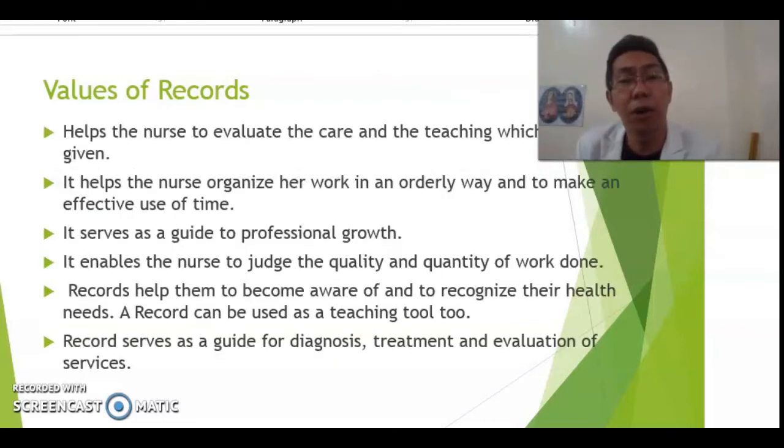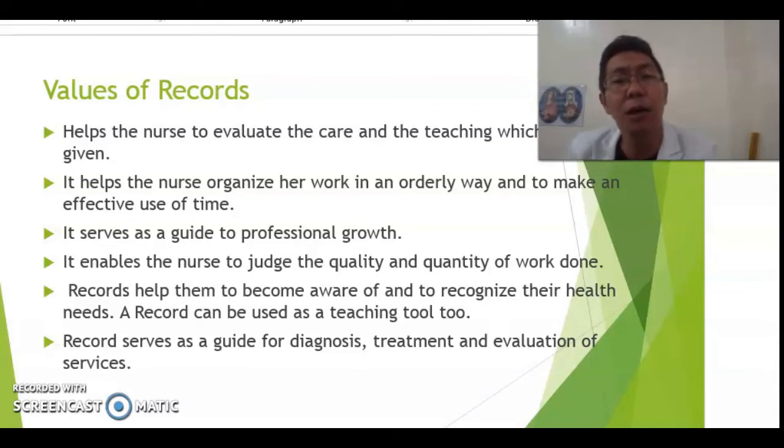So, of course, it also helps the nurse to evaluate the care and the teaching which she has given, because we also write or document what educative topics we have provided to our patients. Of course, it has something to do with how to maintain health, how to promote health, and how to prevent diseases.